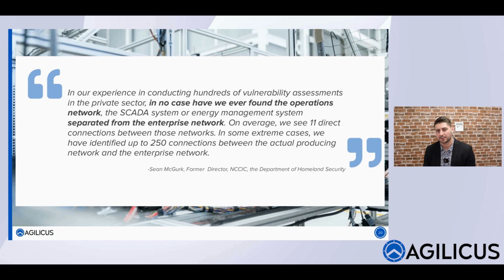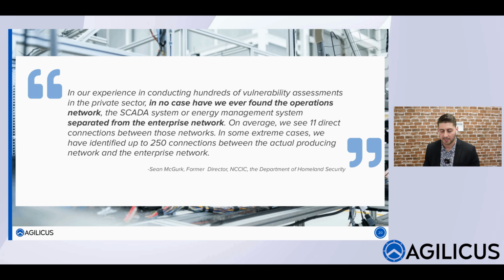This is a former director of Homeland Security. He once stated that in no case, in hundreds of vulnerability assessments, have they ever found the operations network to be separated from the enterprise network. On average, they see 11 direct connections, sometimes upwards of 250. It's substantial, right? And it's not just one of us. This is what's happening because you took something that typically wasn't connected and you made it connected for various reasons over time, because that is the way things are moving. So traditional air gaps create a false sense of security.